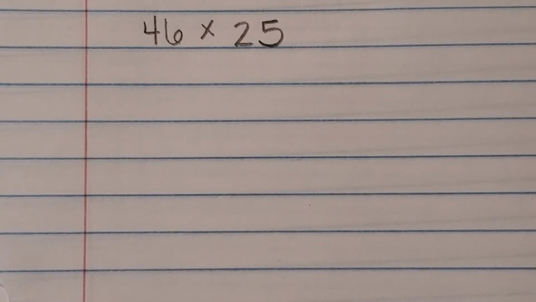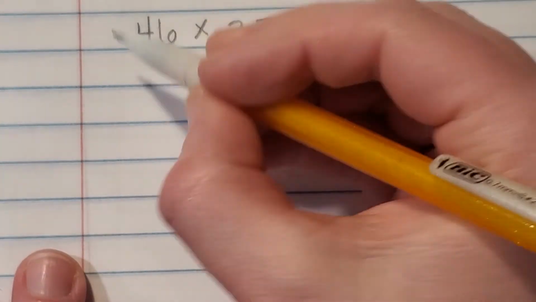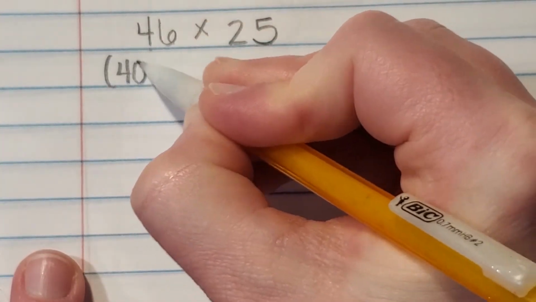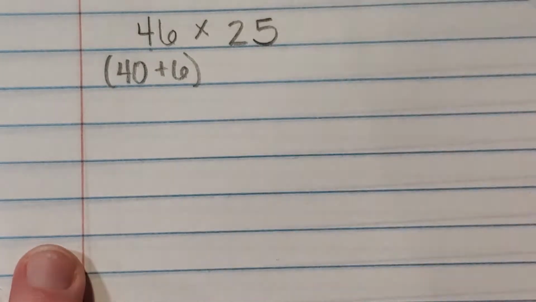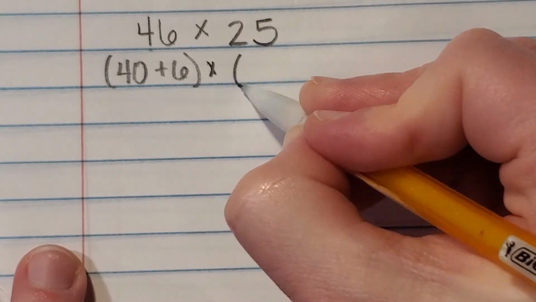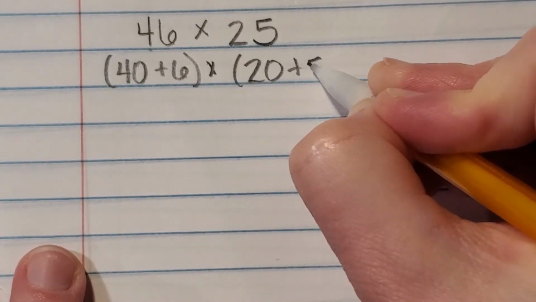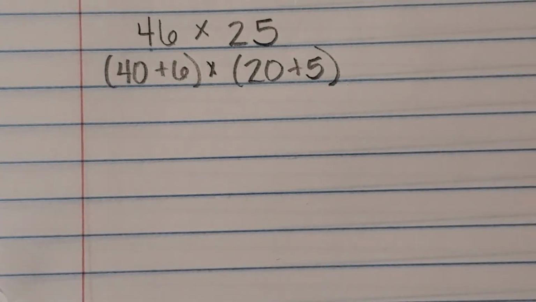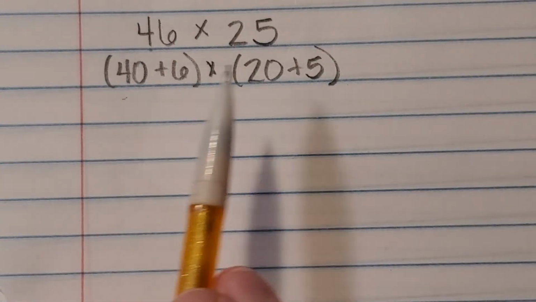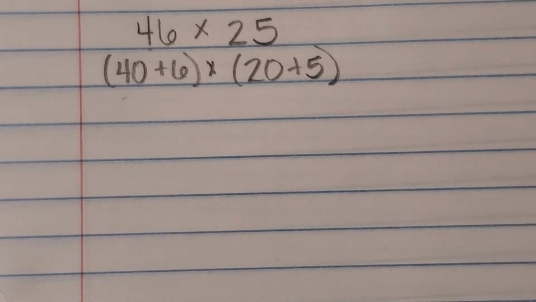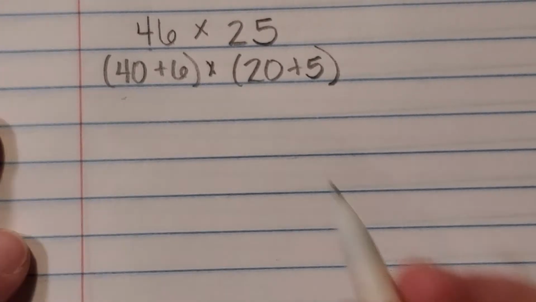Here's a refresher video on multiplication. Remember when we were multiplying multi-digit numbers, we would go ahead and split those numbers up based on their place value. So for example, 46 becomes 40 plus 6, and 25 becomes 20 plus 5. Then remember we had to multiply anything in this first parentheses times every number in the second parentheses. We'd frequently draw arrows to help us out with that.